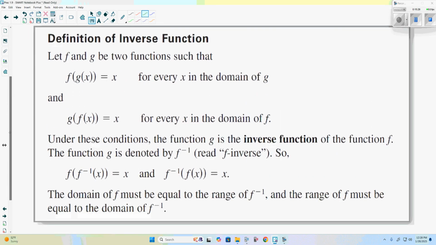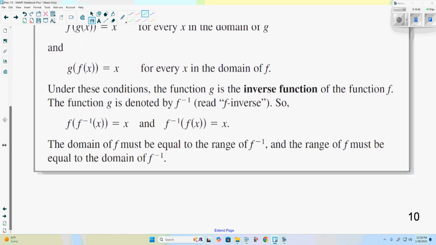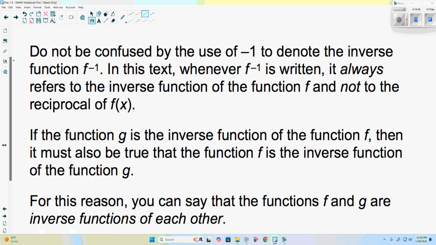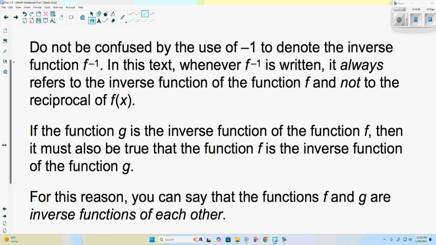So, definition of an inverse: f of g of x is equal to x for every x in the domain of g, and g of f of x is equal to x for every x in the domain of f. Under these conditions, the function g is an inverse of the function f, and we can denote them as inverses. Do not be confused with the -1. It's not f to the negative first power, it's f inverse. It's not the reciprocal.